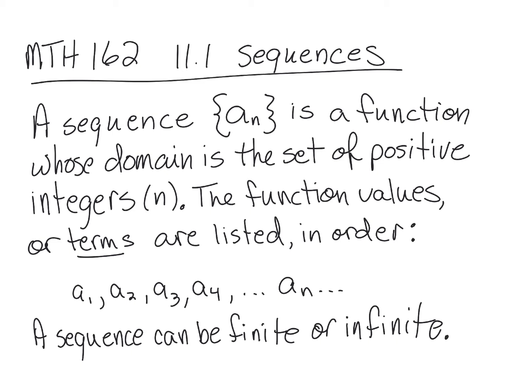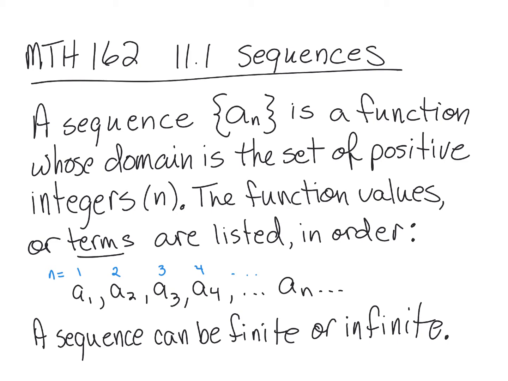A sequence is just a list of terms, and those terms are in a specific particular order based on the counter of the terms. So we use a sub n or a sub i to represent the nth term in a sequence. And this is term 1, 2, 3. So what you should see here is that n is the counter. You see n is 1, 2, 3, 4, and on.